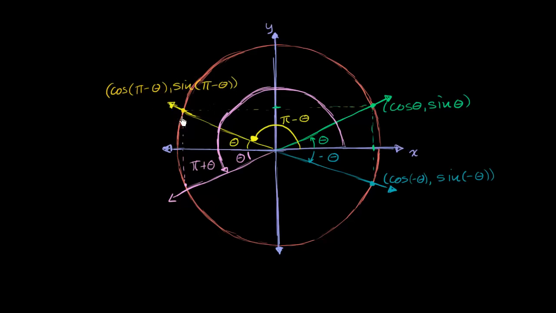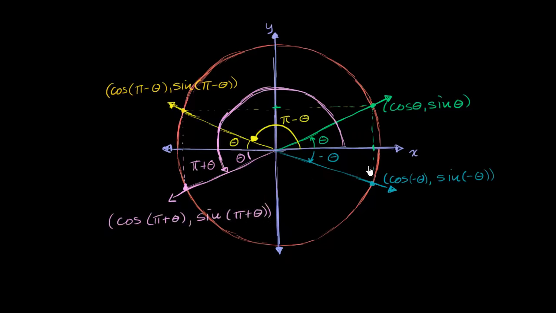And then we could go all the way around to this point. I think you see where this is going. This is cosine of, I guess we could say theta plus pi, or pi plus theta. That's right, pi plus theta, and sine of pi plus theta. And now how do these all relate to each other?